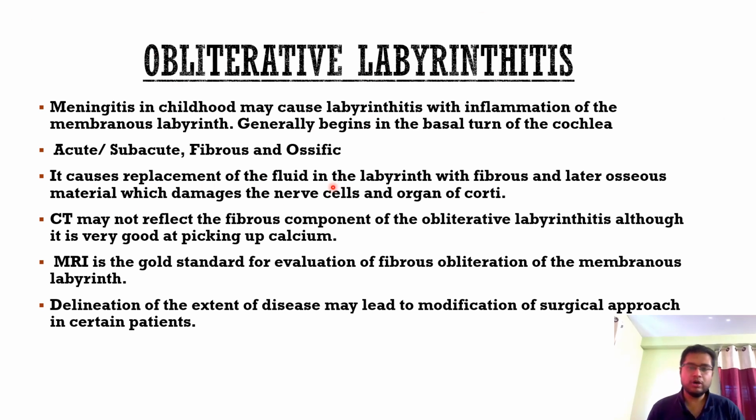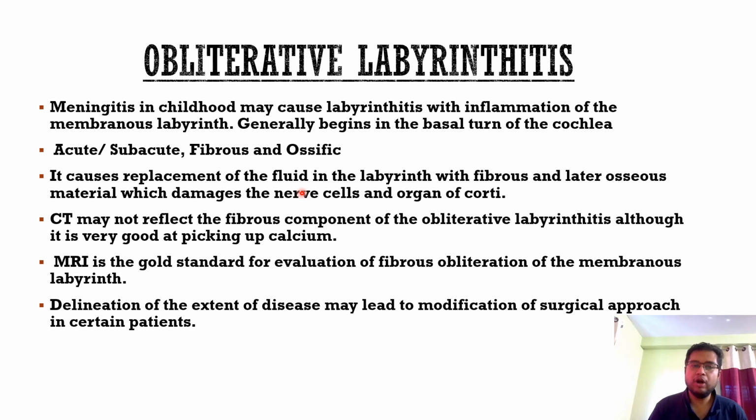Meningitis in childhood may cause labyrinthitis. Inflammation of the membranous labyrinth generally begins in the basal turn of the cochlea, and hence the basal turn of the cochlea should always be looked at first. It causes replacement of the fluid in the labyrinth with fibrous and later osseous material, which damages the nerve cells and the organ of motility.